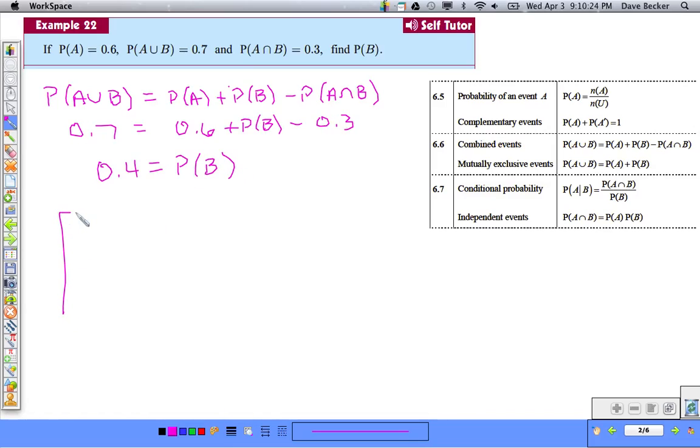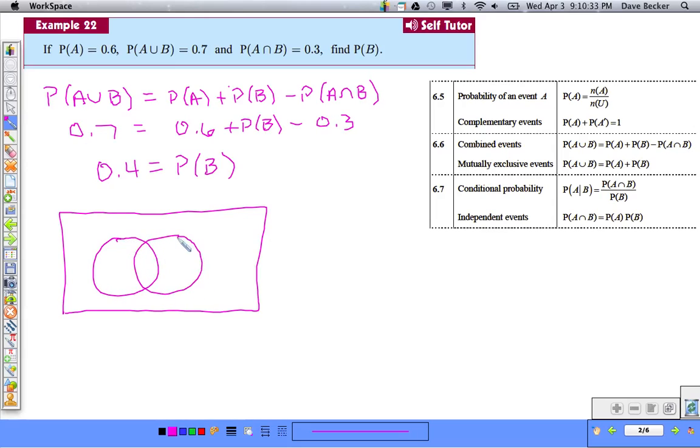Just to show you how it looks visually, we'll also do this on a Venn diagram, or how you could do it on a Venn diagram. Doesn't matter either way. So I have event A and I have event B. And I know the intersection is 0.3. And I'm going to label this little a and this little b. And I know that a plus 0.3 has to equal 0.6. So I know that a equals 0.3.